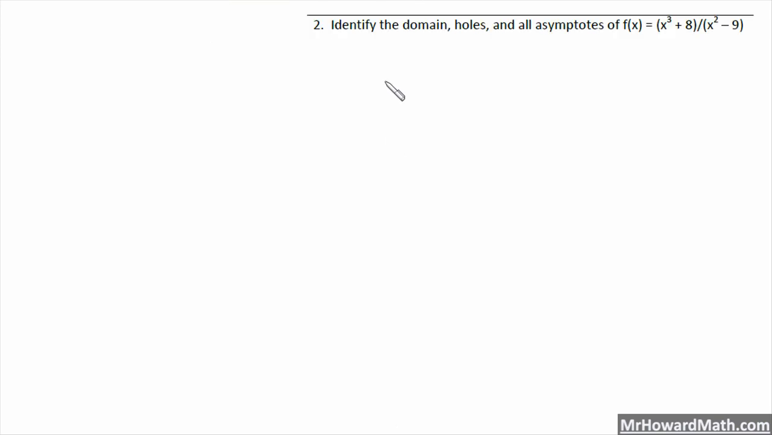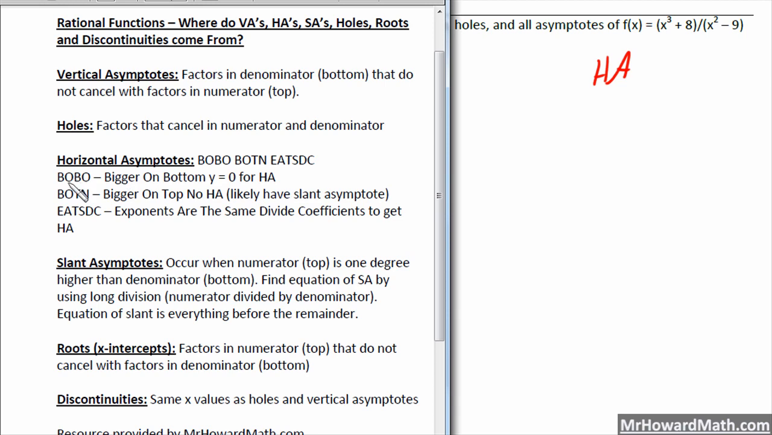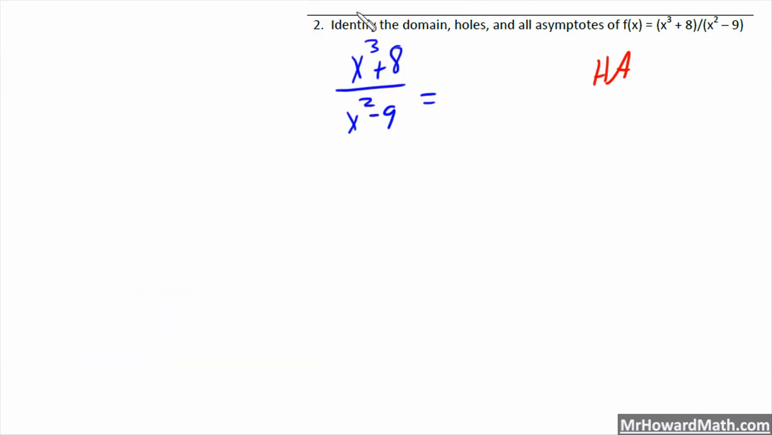All right, problem 2 says identify domain, holes, and all asymptotes of x cubed plus 8 over x squared minus 9. So we'll write it with a horizontal division bar here. All right, so we'll start with the horizontal asymptote. That's what we usually do, following our list here. Horizontals, we use BOBO BOTN EATS DC. So is it bigger on bottom, bigger on top, or are the exponents the same? This one is bigger on top, so there is no horizontal, none there.